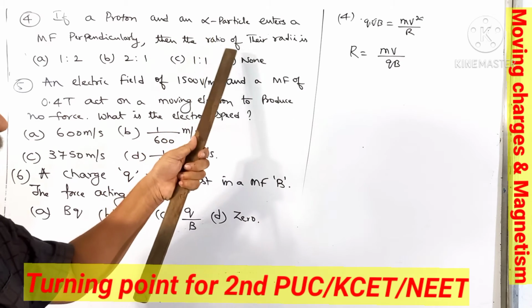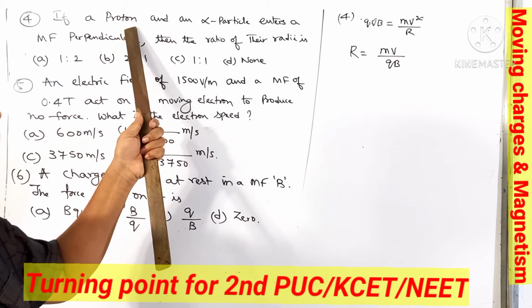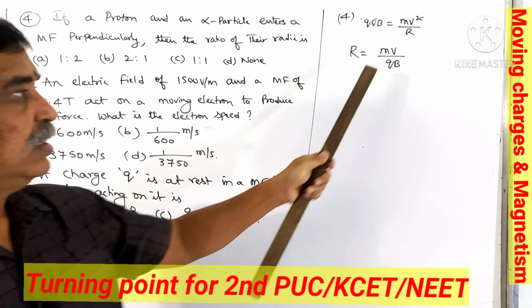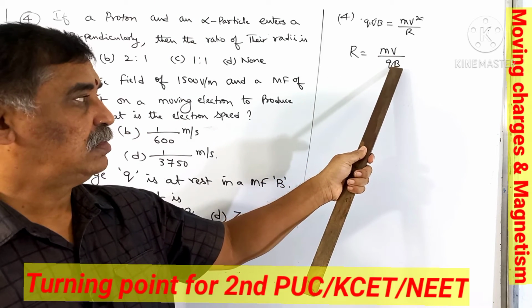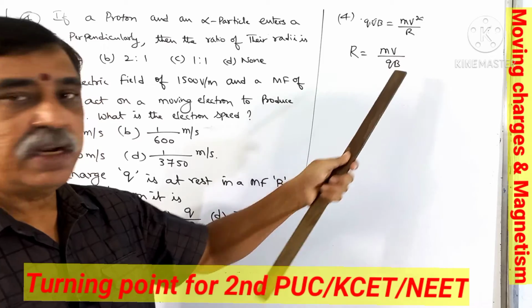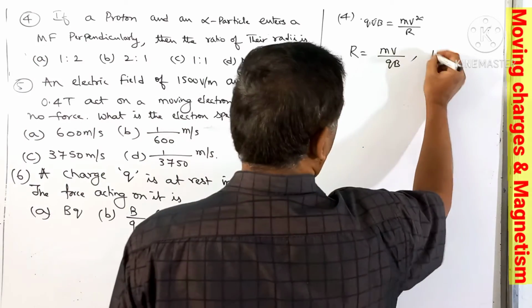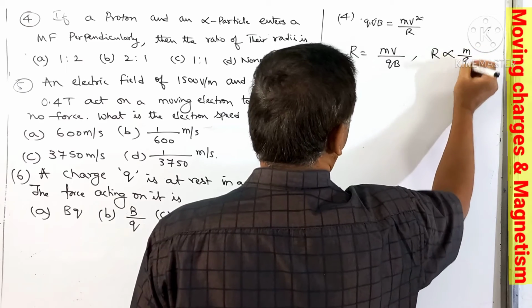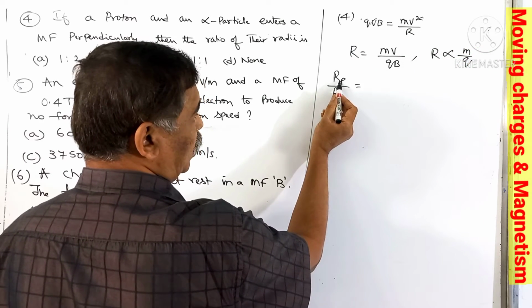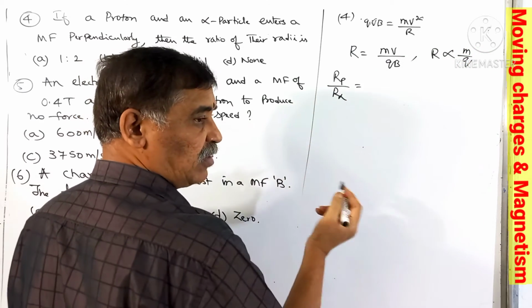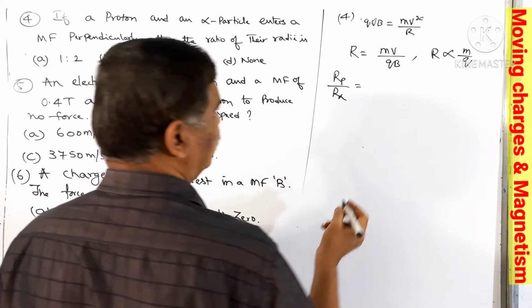If you observe the two given particles, one is a proton, another one is an alpha particle, only mass and charge are varying. V and B, nothing is given, therefore you have to take them as constants. So R is proportional to M by Q. Radius described by proton divided by radius described by alpha particle, that is what we have to calculate.